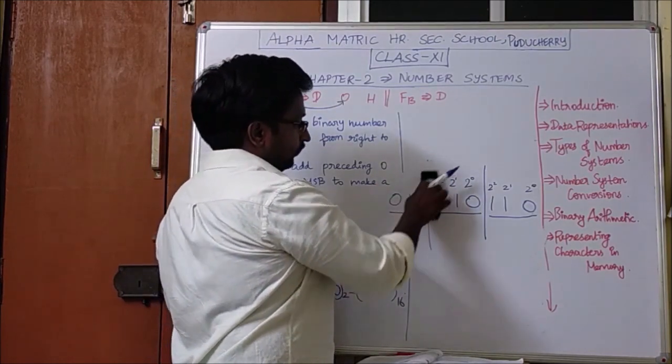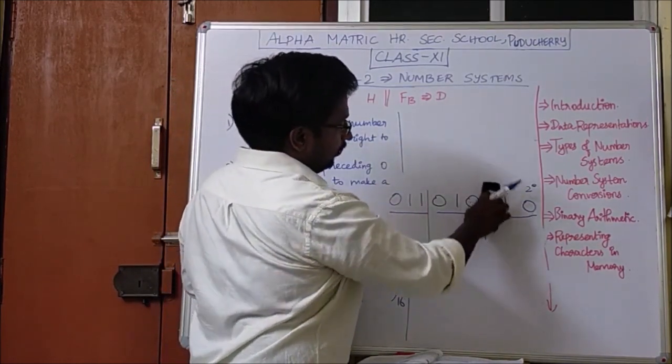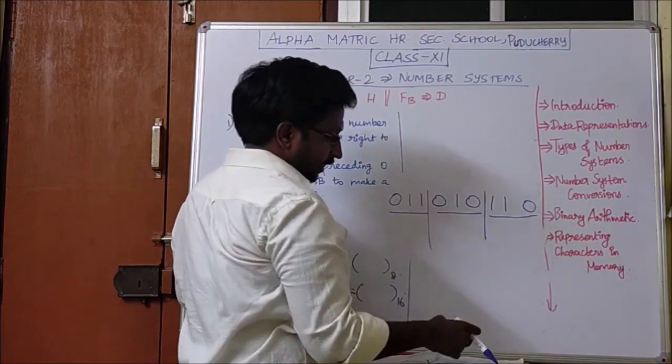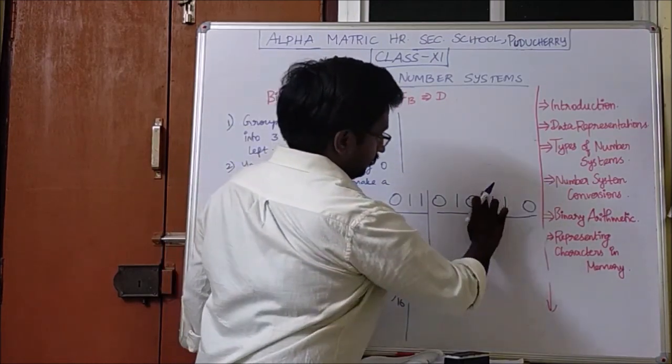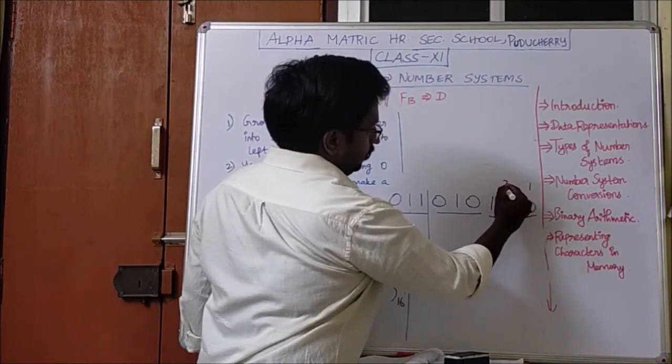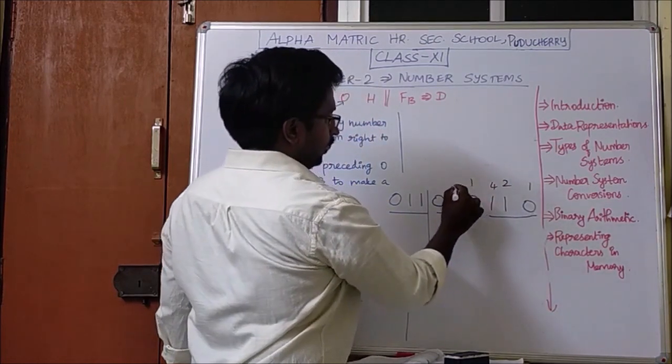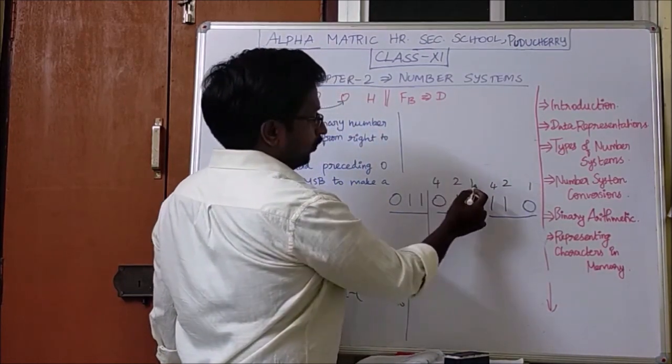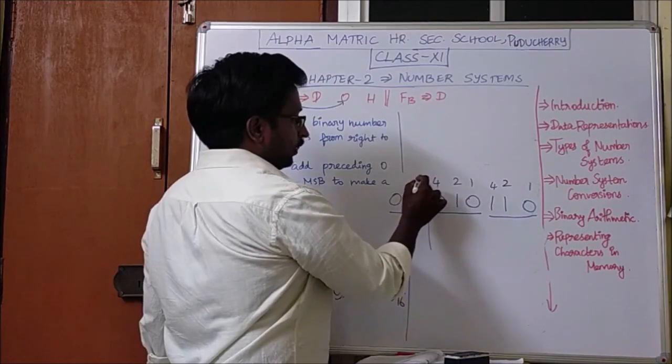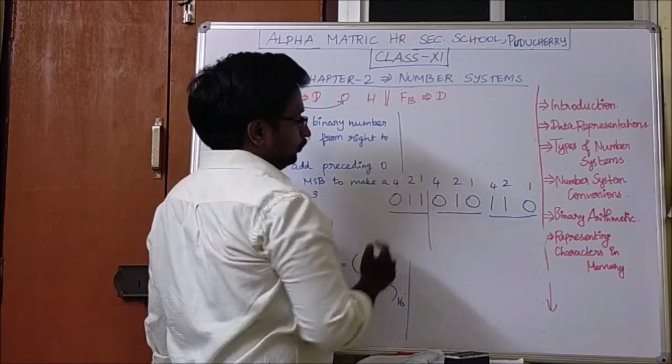So for that, we can directly write the simplified answer. That is 1, 2, 4. 1, 2, 4. That is 2 power 0, 2 power 1, 2 square. 1, 2, 4.